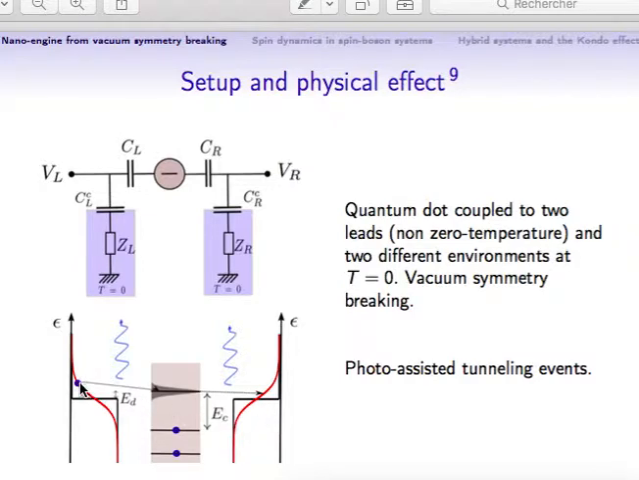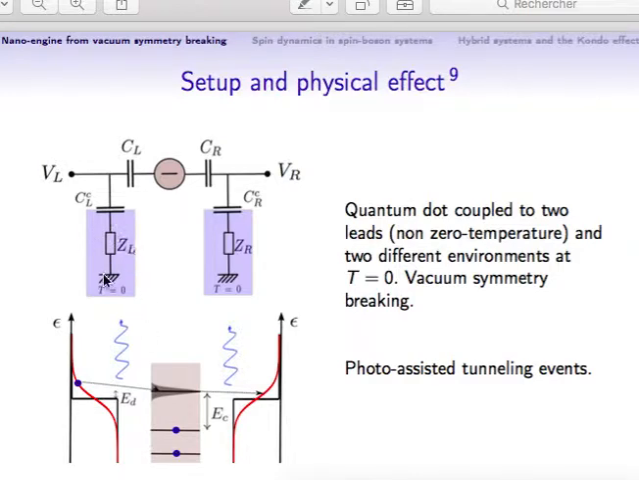We can have a tunneling event from the left to the dot with the emission of one photon in the left lead, and then the electron can exit the dot while emitting another photon in the right environment. Of course, a symmetrical process may occur in the device.